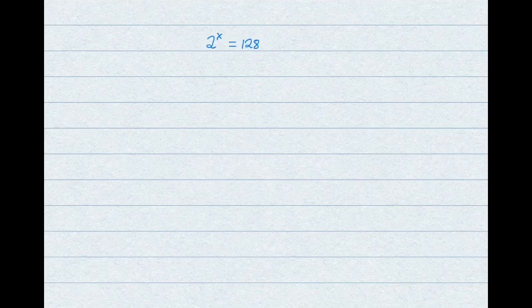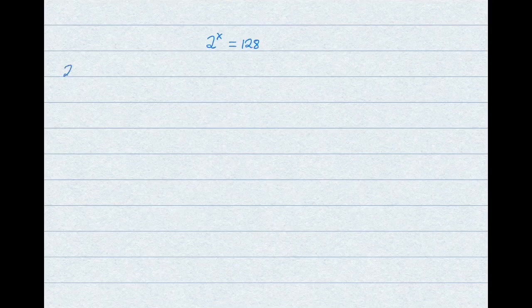Here you have to solve the exponential equation. What you want to do is see if you can rewrite the two sides in terms of the same base. If you can, you want to take the larger number and rewrite it in terms of the smaller number. There is a way you can rewrite 2 in terms of 128. Instead of doing that, rewrite 128 as a power of 2.